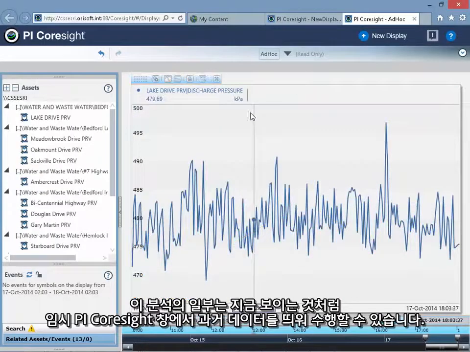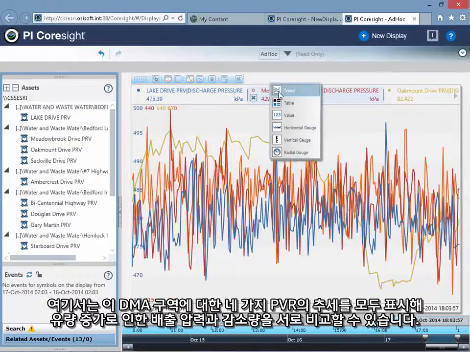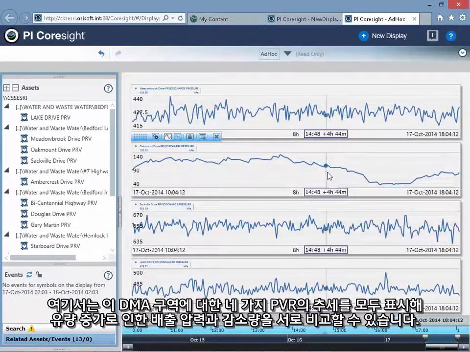Part of this analysis can be performed by exposing the historical data in an ad hoc PyCoreSite window like this one, where all 4 PRVs to that DMA zone can be trended next to each other to compare the reductions in their discharge pressure due to the increase in the flow.